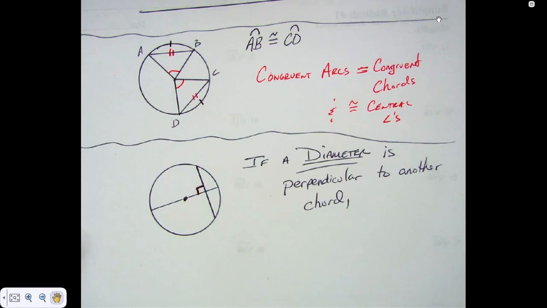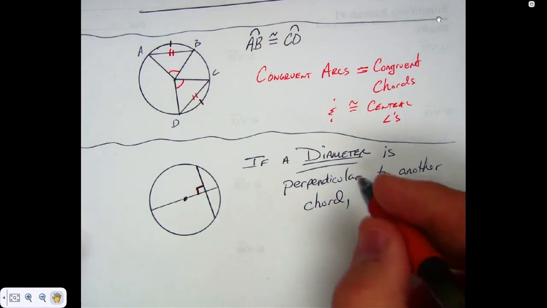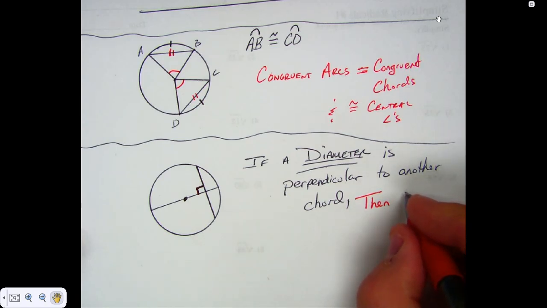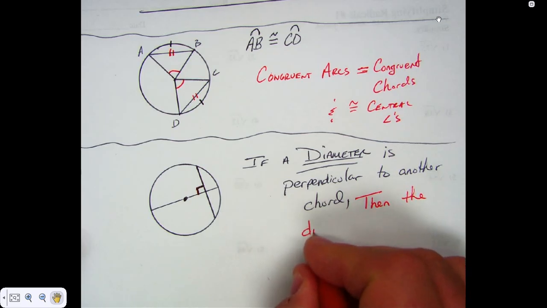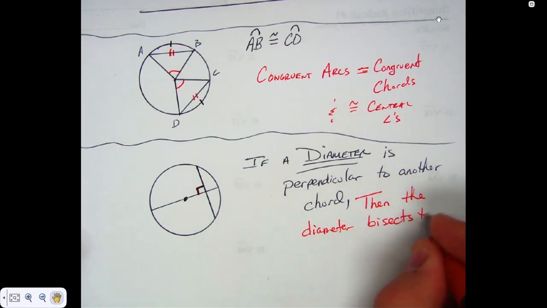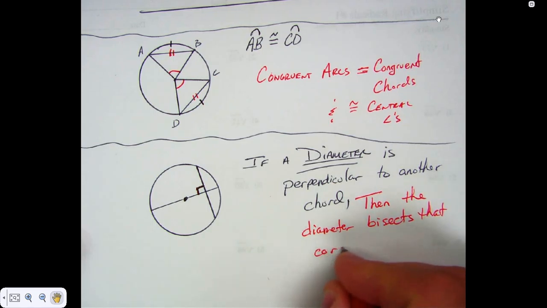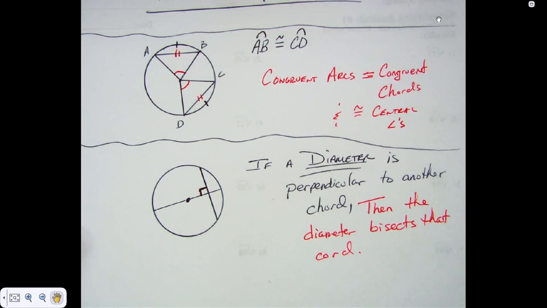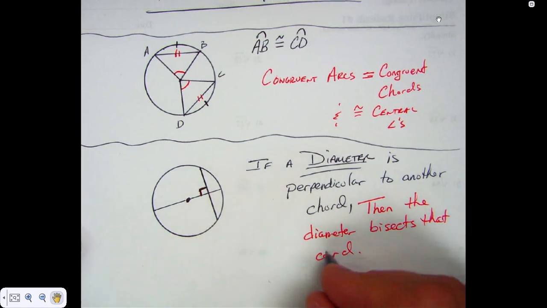I went ahead and put the ifs in black. Then the diameter bisects that chord. So what am I going to use for marks here? Good, just seeing if you guys are listening.